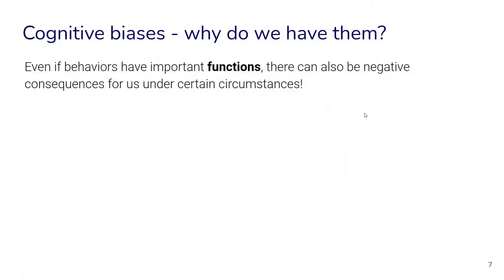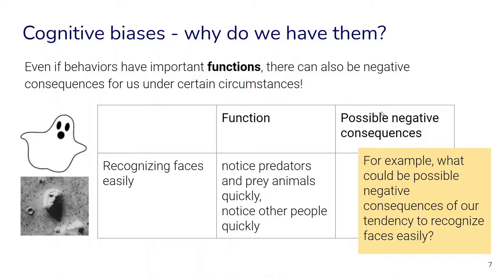Now, on the other hand, even if behaviors have important functions, there can also be negative consequences for us under certain conditions. So again, for the example of face recognition, what could be some possible negative consequences of our ability or tendency to recognize faces easily?